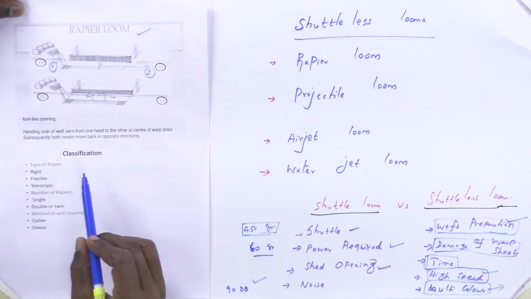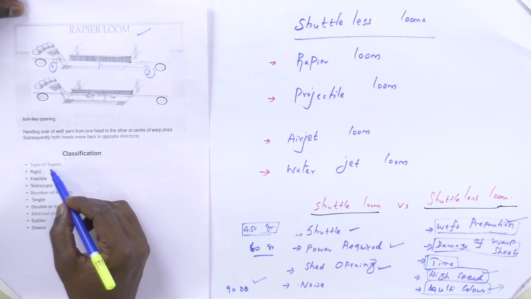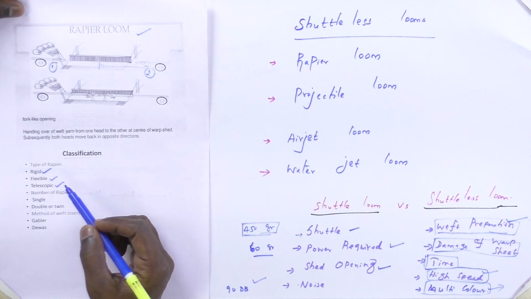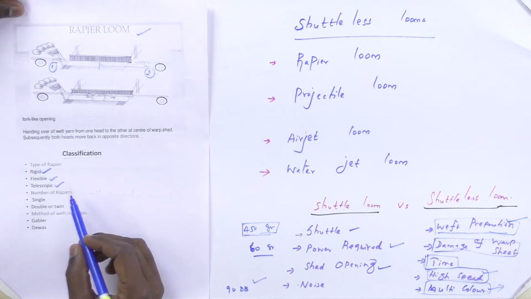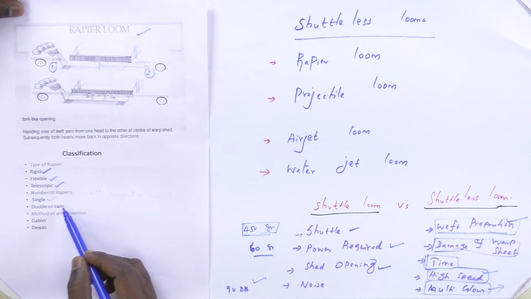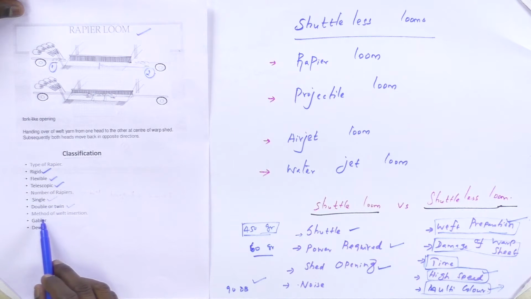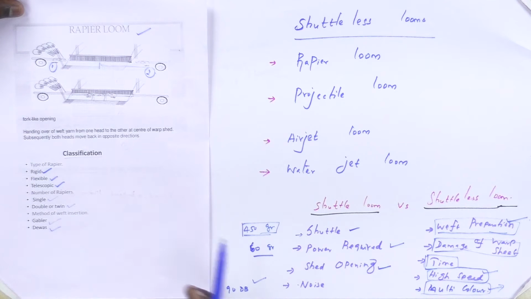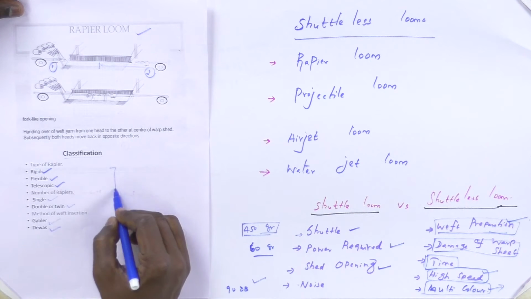In the classification of rapiers, the types of rapier are rigid rapier, flexible rapier, or telescopic rapier. Based upon the number of rapiers, we can classify them into single rapier or double rapier. For the method of weft insertion, there are two methods: Gabler and Dewas system. So these are all the classifications of rapiers.